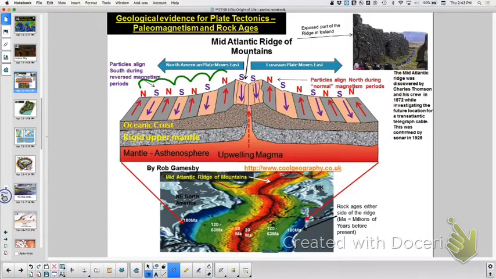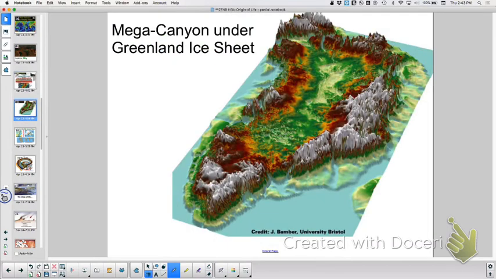And then the last piece of evidence we talked about is looking at the depressions that are caused by large bodies of water or ice sheets on continents, causing depressions in the land below. That can only happen if you're what? Floating, right? Not floating. All right.